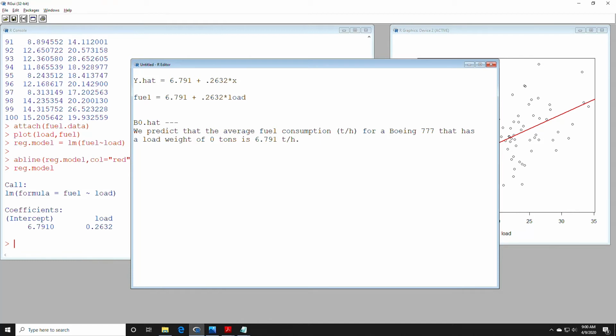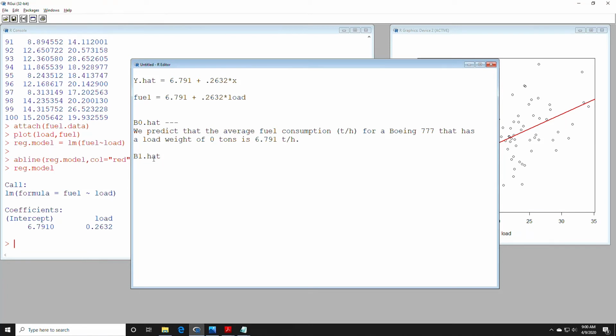Okay, and so unlike some of the other examples that we talked about, this makes perfect sense, right? If the Boeing 777 isn't carrying anything, it has 0 ton load weight, then it's going to consume about 6.8 tons of fuel per hour. So beta naught hat, the estimated intercept, does actually make sense in this problem.